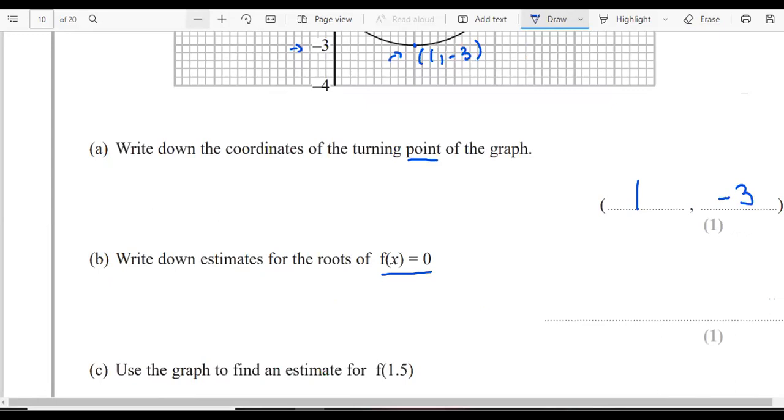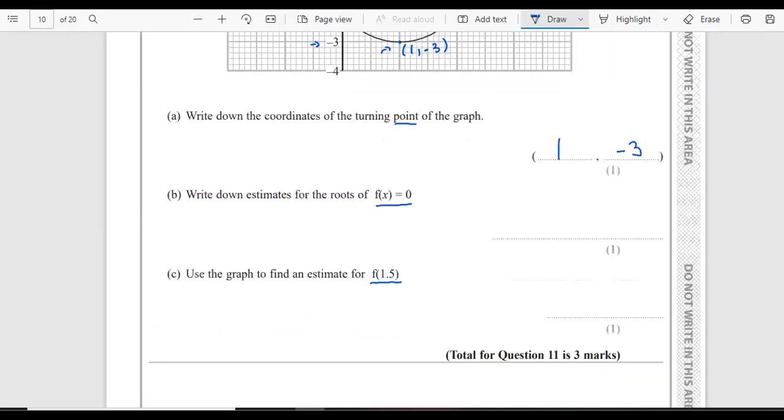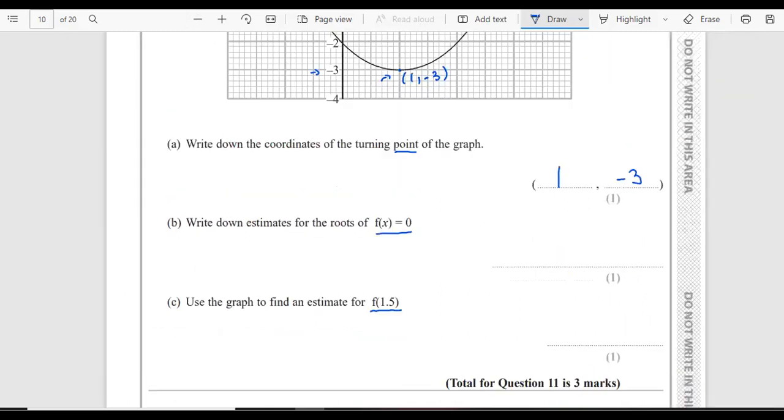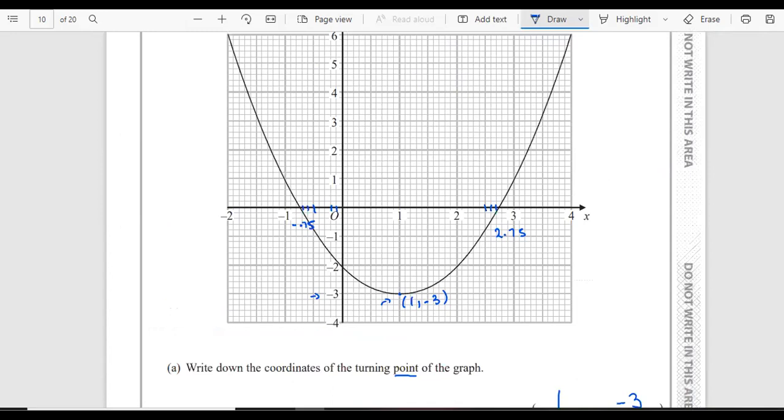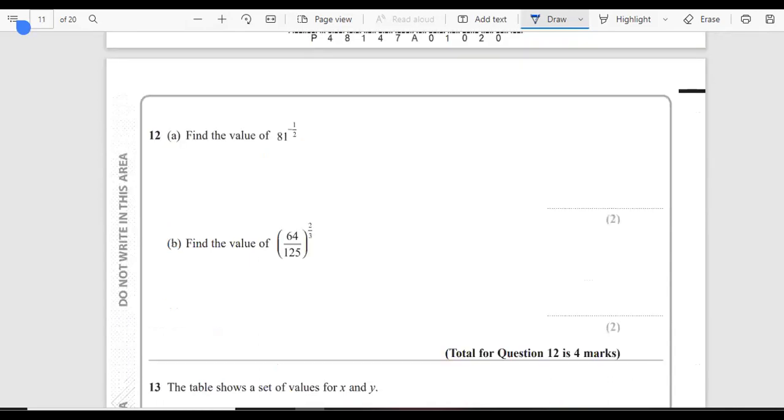Let's talk about the next one. For f of 1.5, it's f of x, so you go to where x equals 1.5, and you write down the y coordinate. Yes, you are correct. So 1.5 is there. It'd be minus 2.9 or minus 2.8. This is the point, and it is minus 2.8. Very good. Excellent. Okay.